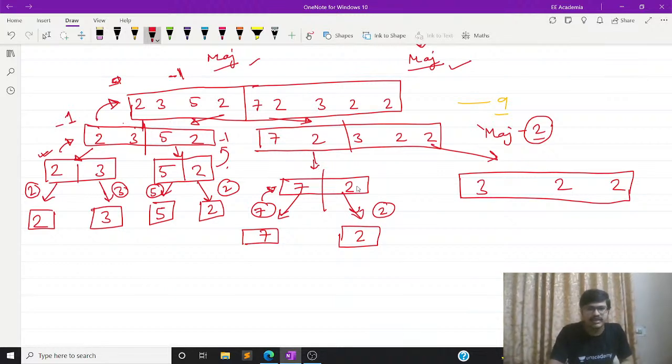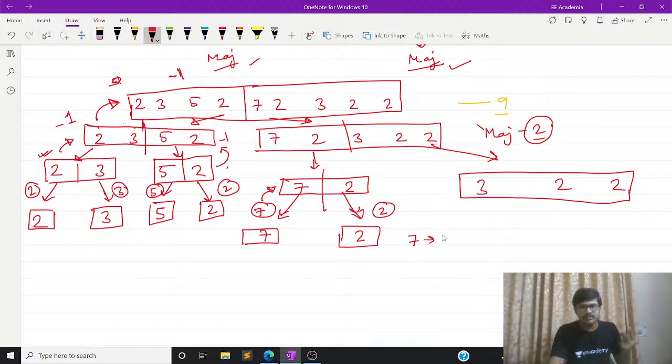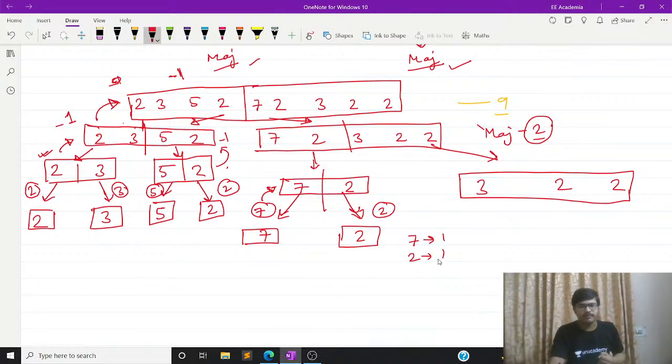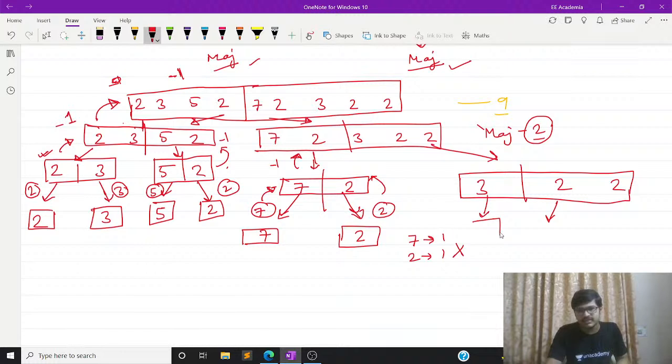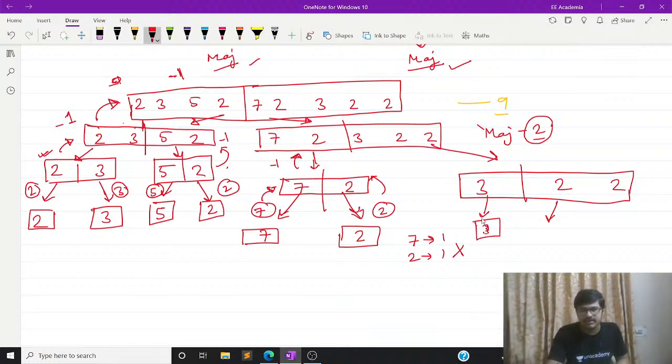Now you know that the possible candidates for majority elements can be 7 or 2. Okay? So the frequency of 7 is 1, the frequency of 2 is 1. So neither of them is a majority element. So again there is no majority element in this array 7 2. So this array is going to return -1 here. Now comes the interesting part. If you look at this 3, this 3 is the majority element here. So this will return 3.